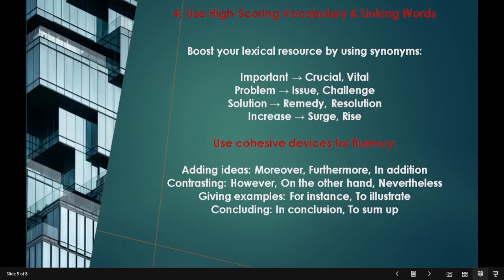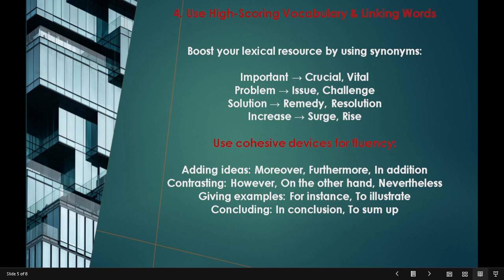Use cohesive devices for fluency. Adding ideas, you use moreover, furthermore, in addition. All right. They stand as linking words. So when you're adding ideas, use moreover. Okay. Furthermore, when you use furthermore for another information or another idea to support what you've written initially. So in addition, okay. Now when making contrast, you use however, or on the other hand, or nevertheless. When giving examples, you use for instance, or to illustrate. When concluding, use in conclusion, or to sum up.